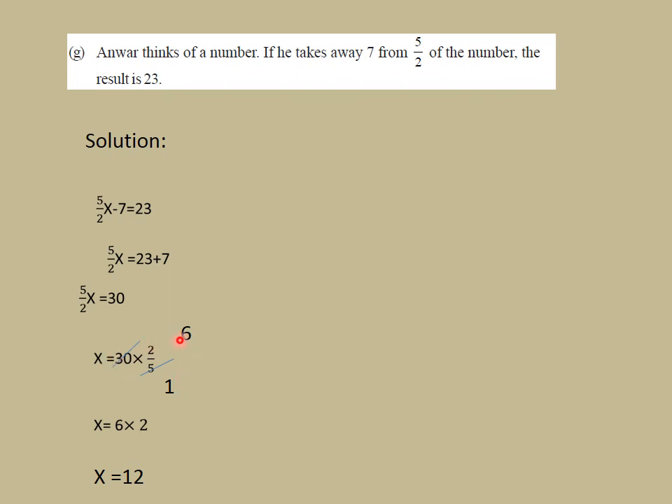5 sixes are 30. You can cancel these two numbers because one is in the numerator and one is in the denominator. So 6 into 2 is left in the numerator and 1 is left in the denominator. 6 twos are 12 upon 1. So x is equal to 12. Okay, x equal to 12 is the answer.